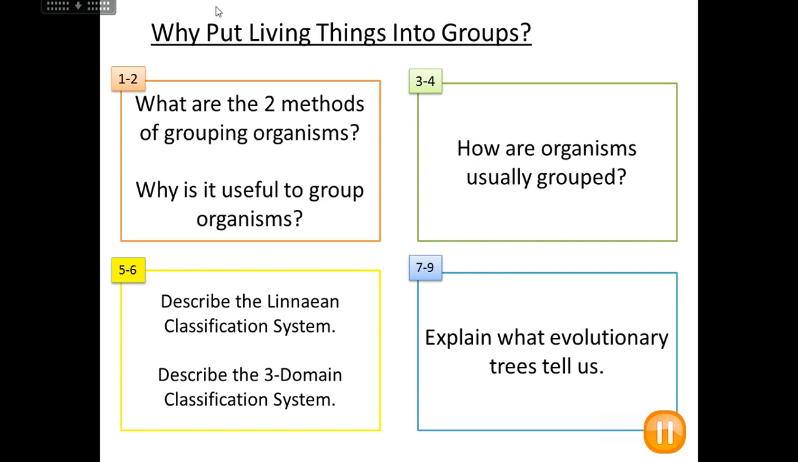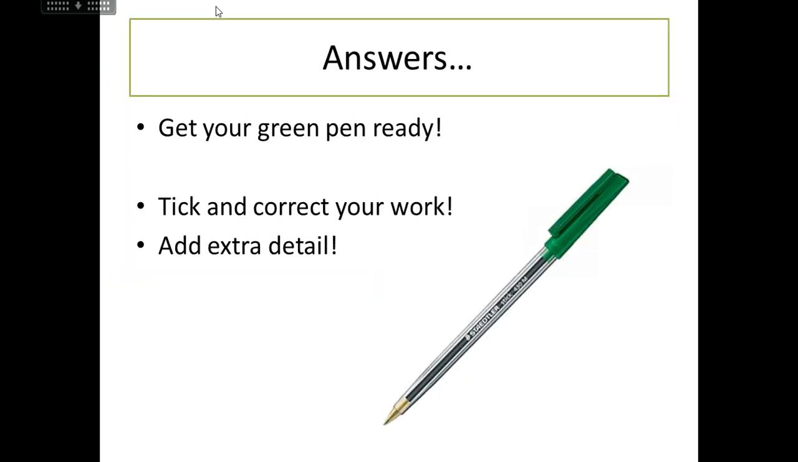So pause the video, make sure you're using full sentences and all that sort of stuff, and then I will show you the answers in a moment for you to compare them with. So you might want to get a green pen if you've got one, but if you haven't got a green pen, any other colour would be useful so you can see where you've made improvements. Make sure you tick it if it's right, and correct it, add detail, and make sure it's your best work so that you've actually got something decent to learn from in the future.